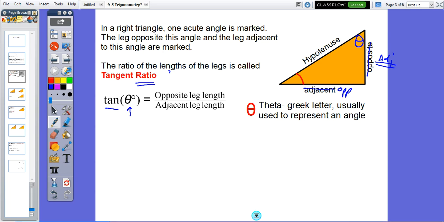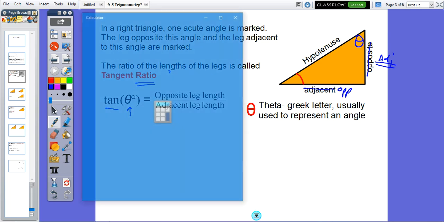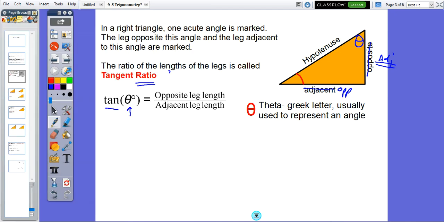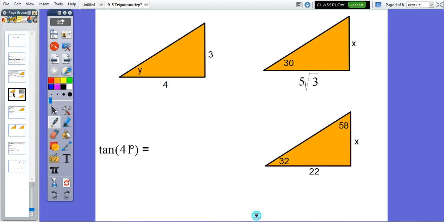So I'm going to have my calculator here handy so we can use it. I wonder if it shows. Hopefully you guys can see that. I'm going to move it over for now. But let's look at our first three problems. Right here, we're going to set up the problems, and then we'll go back and work them out.